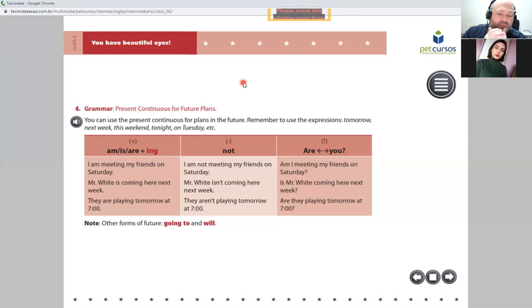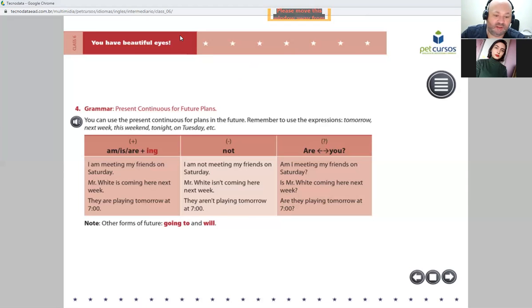They are playing tomorrow at 7 o'clock. They are playing tomorrow at 7 o'clock. They aren't playing tomorrow at 7 o'clock. They are playing tomorrow at 7 o'clock. Are they playing tomorrow at 7 o'clock? Are they playing tomorrow at 7 o'clock?